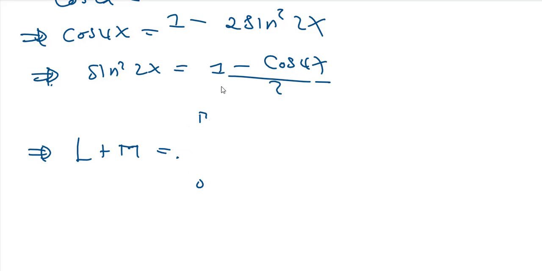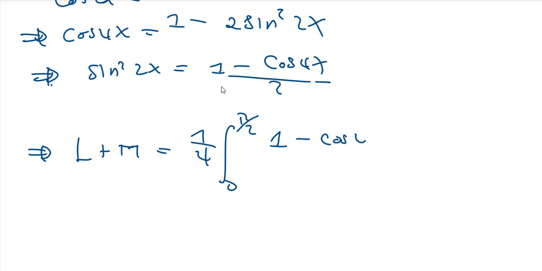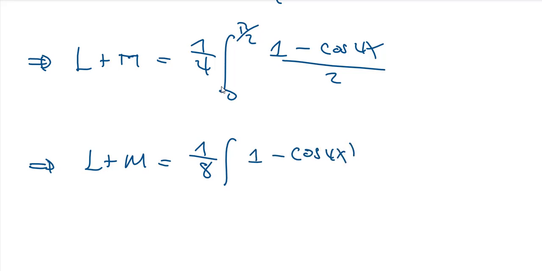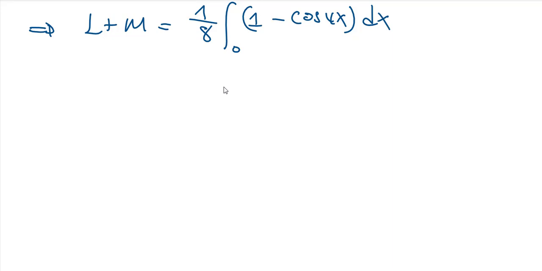I'll keep 1/4 outside. Let's keep that 1/4 outside. So that will be 1/4 times the integral from 0 to pi on 2 of 1 minus cos 4x, all of this on 2. Now that 1/4 will multiply by 2. It means L plus M is equal to 1/8 times the integral of 1 minus cos 4x dx, and I'm taking it from 0 to pi on 2.